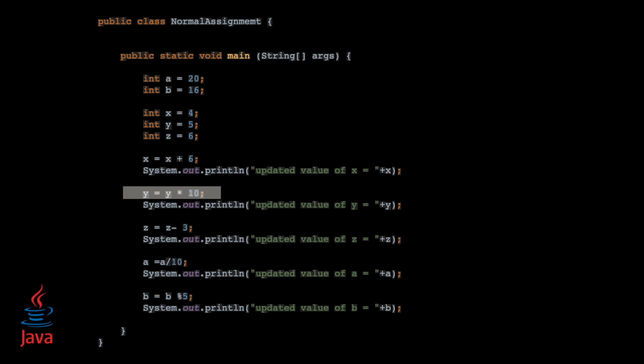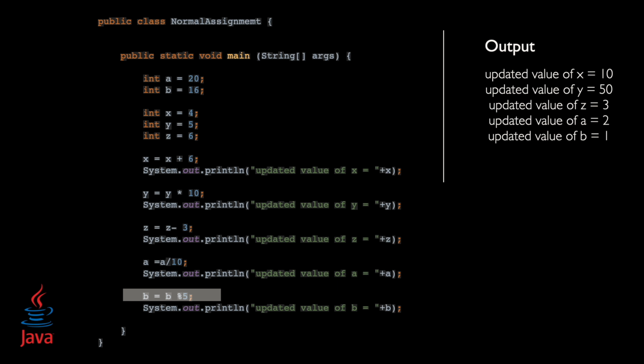Similarly, y equals to y multiply by 10, and with the help of next line we are printing the value of y. Here z equals to z minus 3, a equals to a divided by 10, b equals to b modulus 5. So here you can see that we are performing some arithmetic operations with the help of arithmetic operators, and the result which we are getting after performing those operations, we are assigning that result to the variables with the help of assignment operators. And here is the output for all these operations, right?